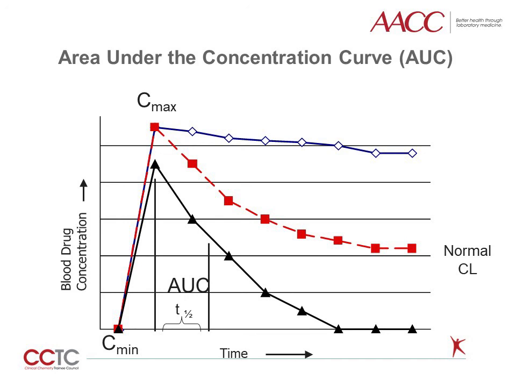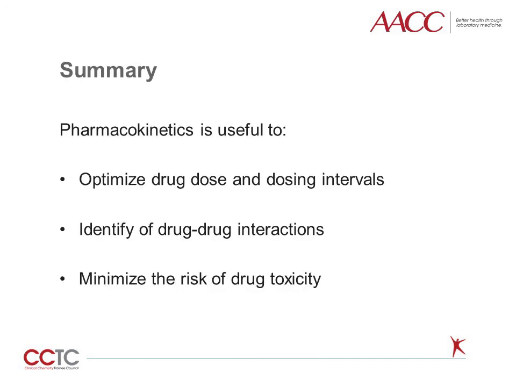This slide demonstrates how the AUC can be impacted by clearance. The red dotted line is an example of a patient with normal drug clearance. The blue line with diamonds demonstrates a patient with decreased clearance and higher drug exposure over time, which could lead to toxicity. The black line with triangles is an example of a patient with increased drug clearance, and there is decreased drug exposure over time, which may limit drug efficacy.